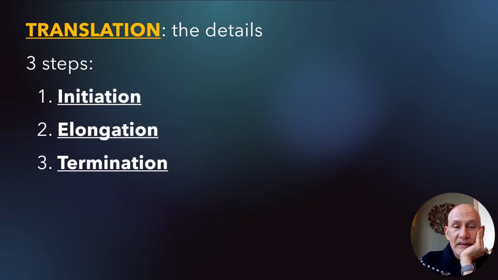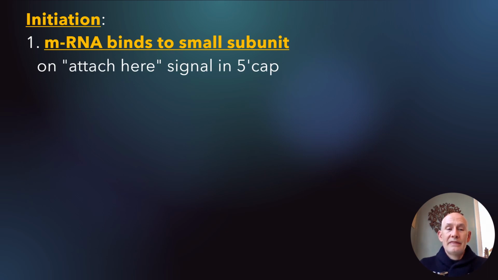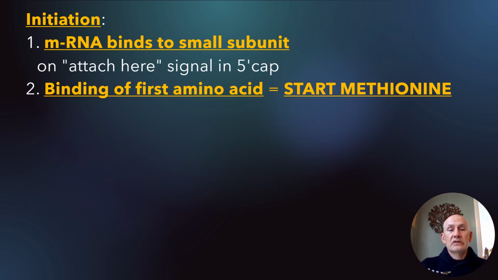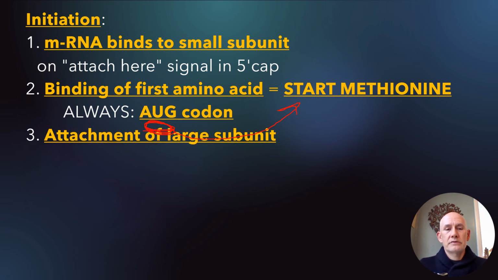Your detailed steps, don't worry, we'll go over that in class. The beginning of translation is initiation. In this process, the 5' cap, that guanosine triphosphate, is going to attach the mRNA to the small subunit of the ribosome. Then the first amino acid is going to come in on its appropriate tRNA. On the mRNA, the first codon sequence is AUG. We remember that the first codon is August because we start school in August. This is called start methionine, and that's going to be the amino acid at the beginning of almost every single protein.